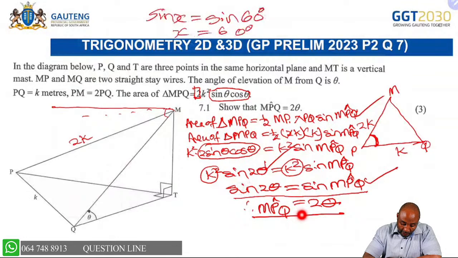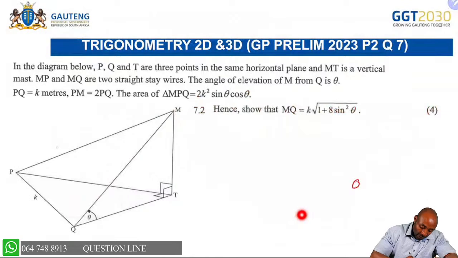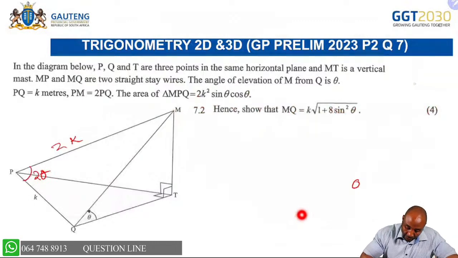We move to the next question. It says, hence show that MQ can be given as k square root of 1 plus 8 sine squared theta. Now, we have found out that this one is 2k. We also have found out that the angle P here is going to be 2 theta. You still need to redraw the triangle so that you are able to see what you can work with.